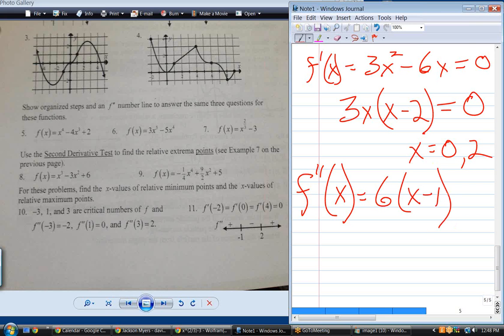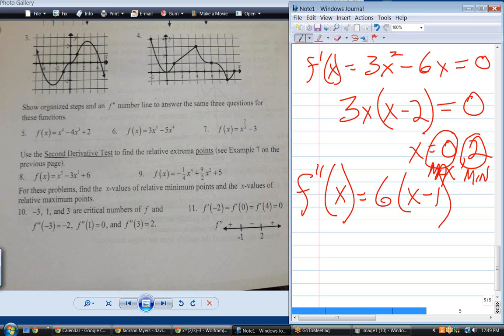Yeah. Okay. So if I plug in 0 into the second derivative, I get negative. That means, negative means concave down. That's a maximum. If I plug in 2 into the second derivative, I get positive. That means concave up. That means minimum. So I found the two extreme points using the first derivative, but I determined whether they were minimums or maximums using the second derivative. There's also a first derivative test that I could have done.